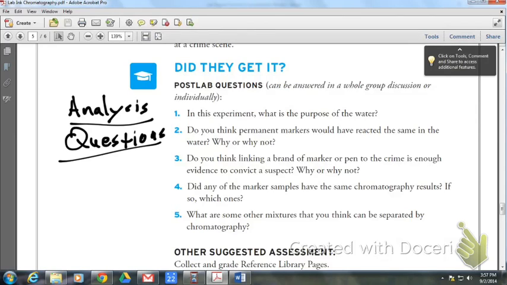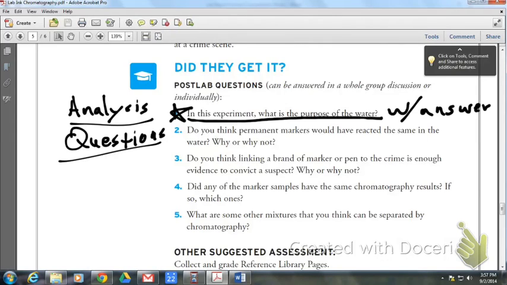So in this case, it's not up there, but you know these are the analysis questions. Let's focus on question number 1. Question number 1 says, in this experiment, what was the purpose of water? So when we go back to our lab report, we want to put this along with the answer, as either one sentence or as a series of sentences.